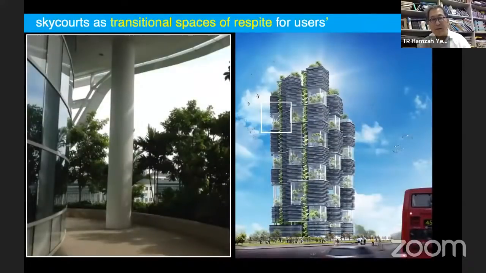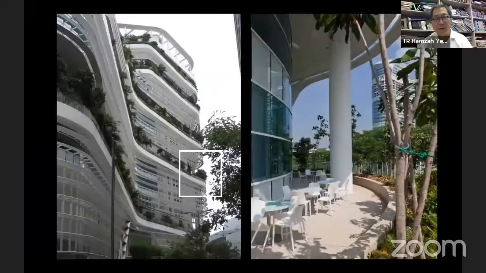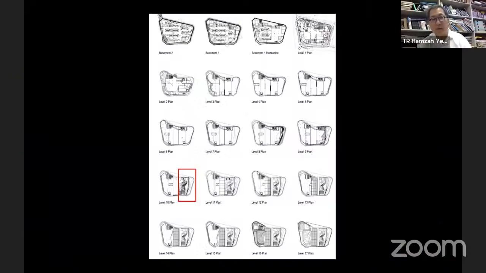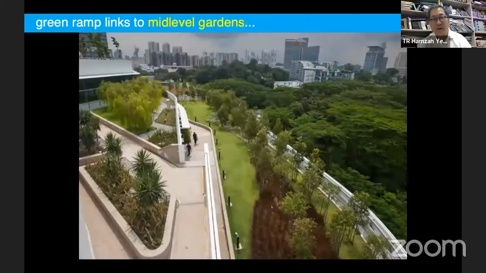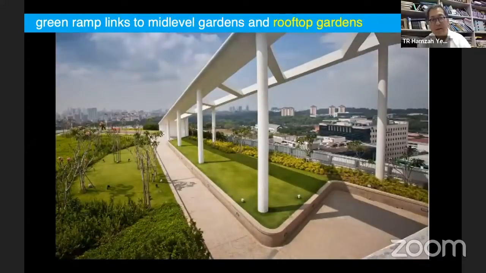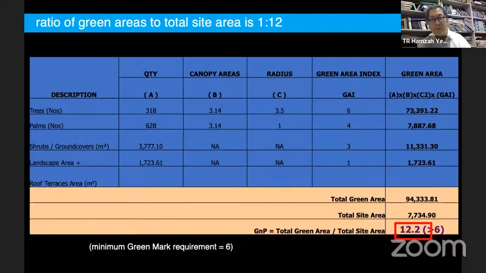On the right-hand side is a building which we're working on, with sky courts alternating between the built areas. In effect, the building is just two blocks separated by an atrium. And so the mid-level has the sky courts, and this is the roof garden on the uppermost floor.